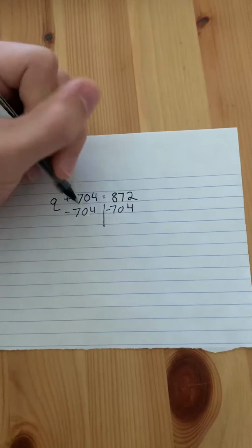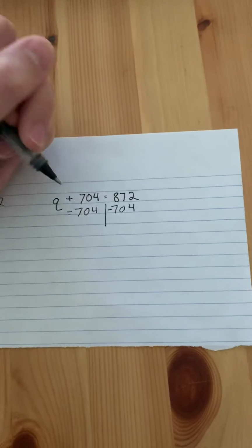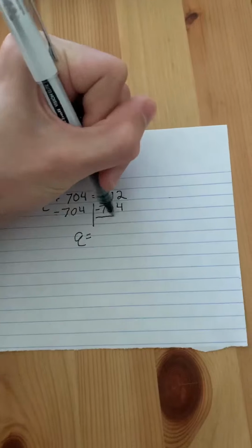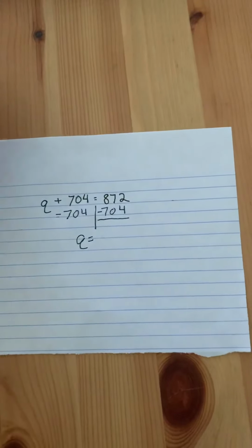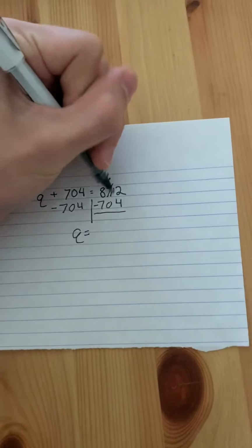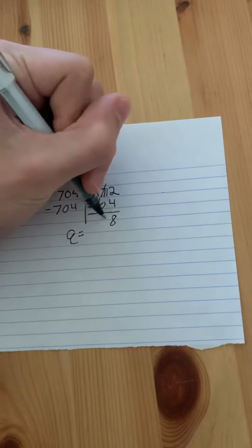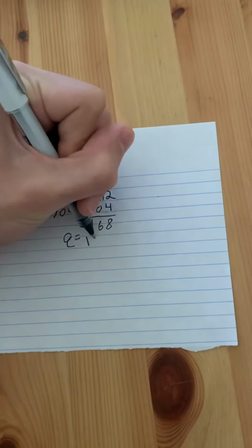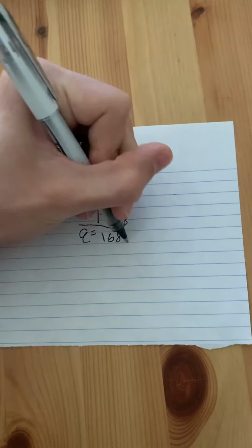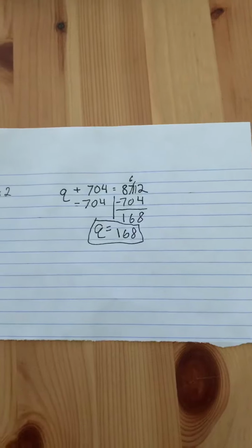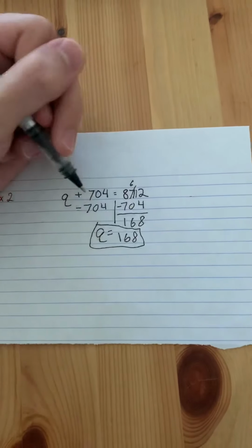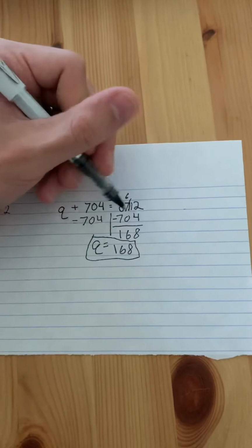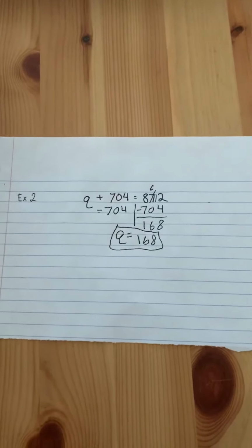So now when we subtract 704 from this side, the only thing that's left is Q. And then we have to do this subtraction over here. Oh boy, looks like I have to borrow. 6, 12, that's 8, that's 6, and then that's 1. So it looks like in this problem, Q equals 168. And then I can plug it back in if I want. 168 plus 704, that's going to equal 872. So I know I'm right.